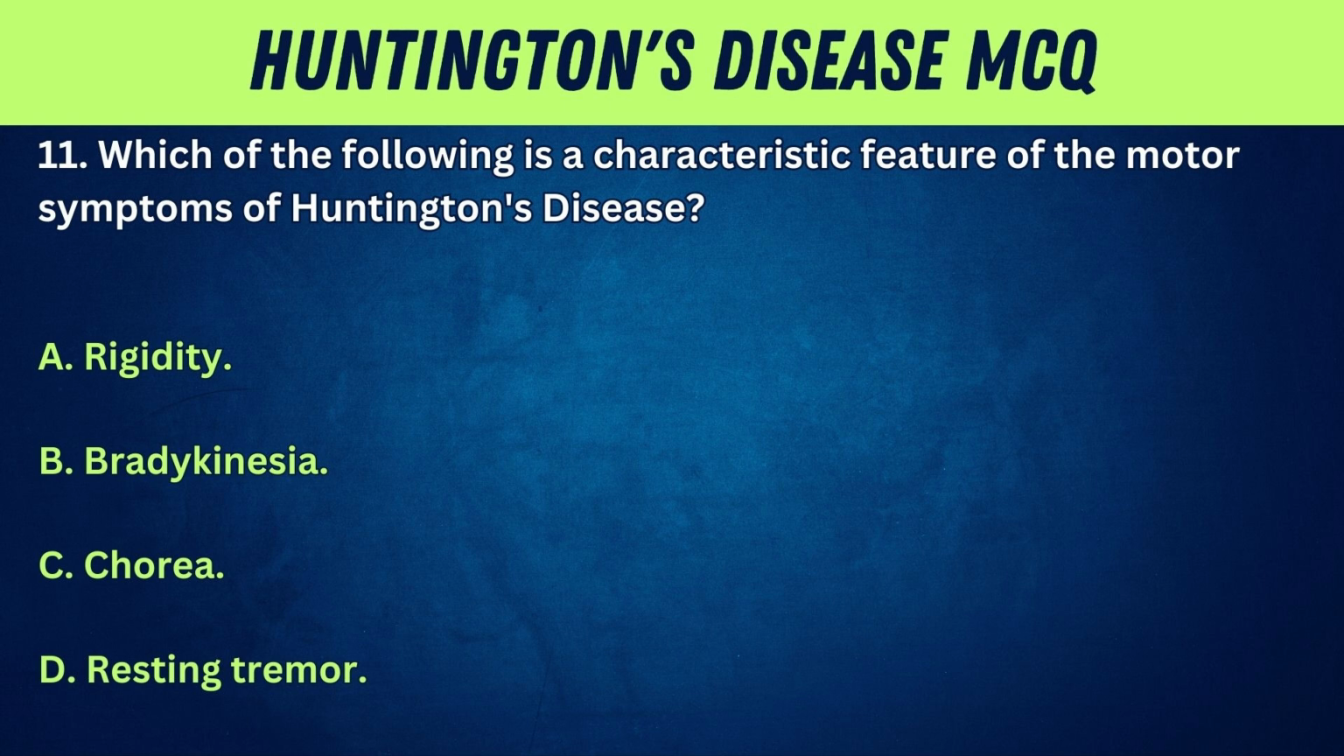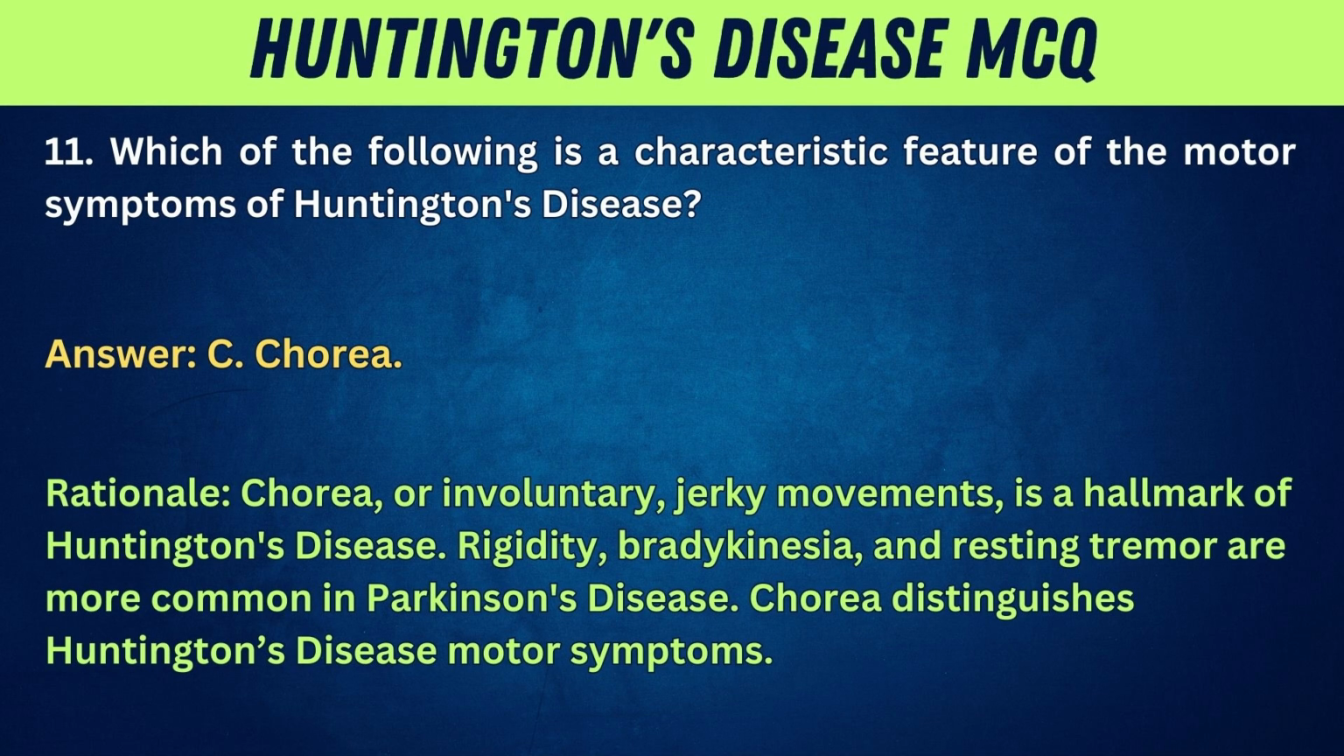11. Which of the following is a characteristic feature of the motor symptoms of Huntington's disease? A. Rigidity. B. Bradykinesia. C. Chorea. D. Resting tremor. Answer: C.